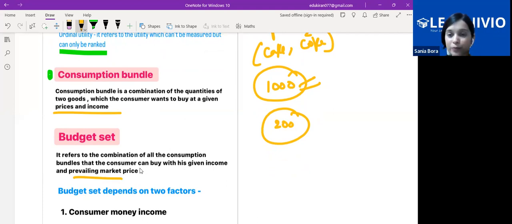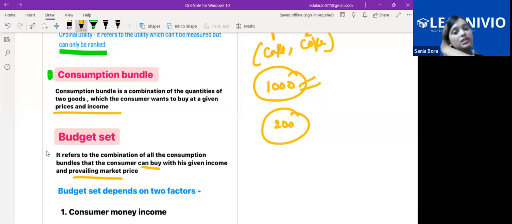Getting the difference? Over here, you want to buy that, but it is not sure whether you will be able to buy it or not. See, I want to buy an aeroplane, right? But whether I can buy it or not is a different thing, but I want to buy it. But the budget set is basically what the consumer can buy. Like for example, I want to buy a car. I can buy that. I have that much amount of money. But an aeroplane, I just want, but it's not possible. It is with his given income at the prevailing market price.